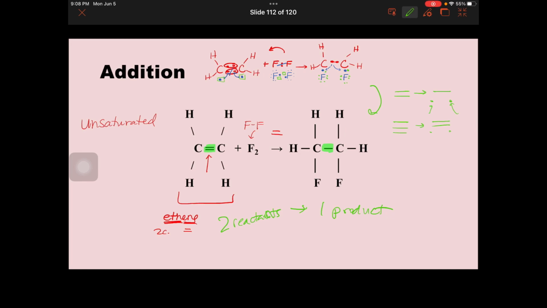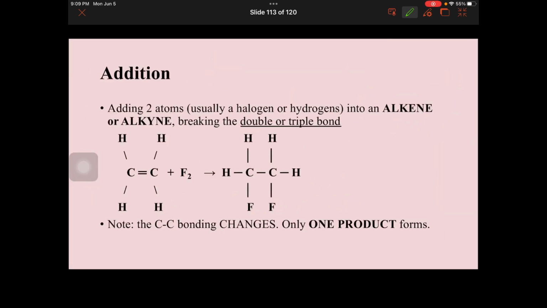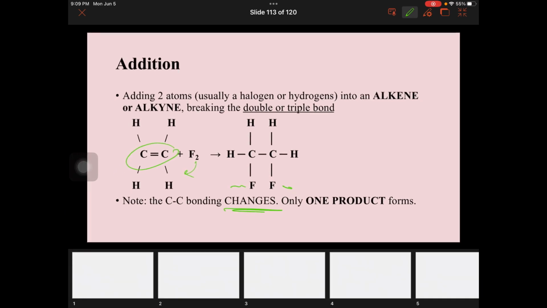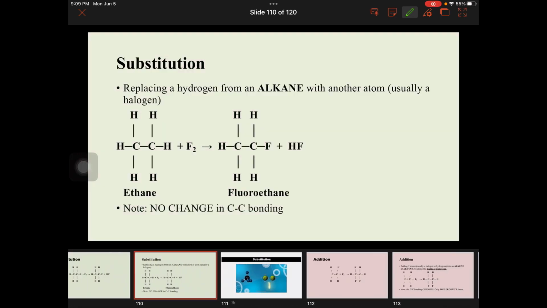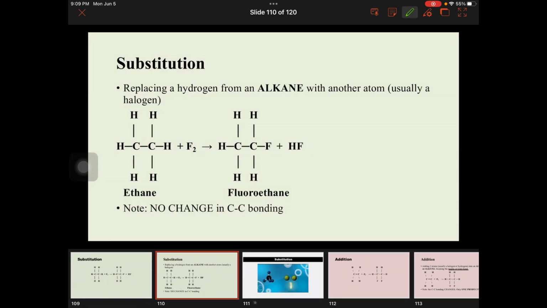So when you're dealing with addition reactions, you have to start with something that is either an alkene or an alkyne. You need to break one of those multiple bonds, change the bonding structure in order to join that other molecule in to make only one product. Okay? So again, with substitution, we don't need to change the bonding structure between the carbons. We're just plopping one thing in and taking something out.